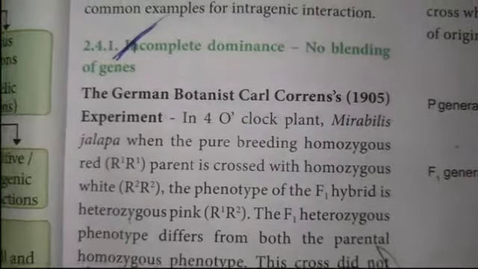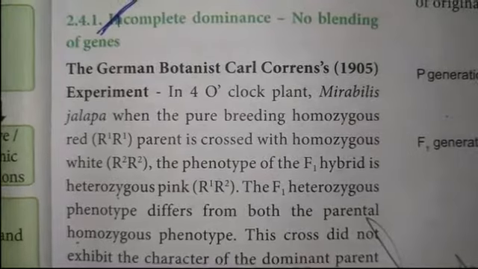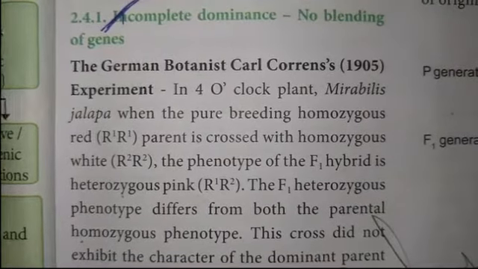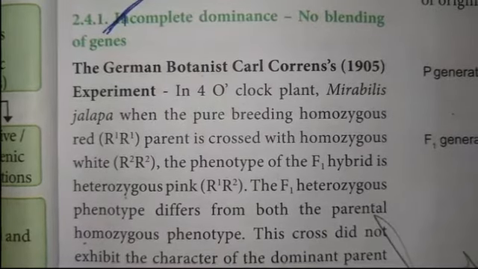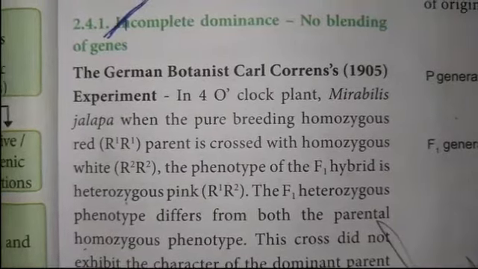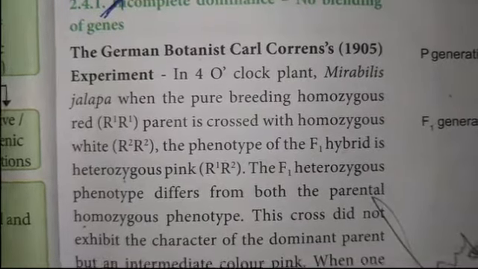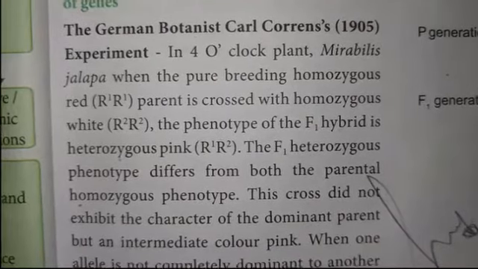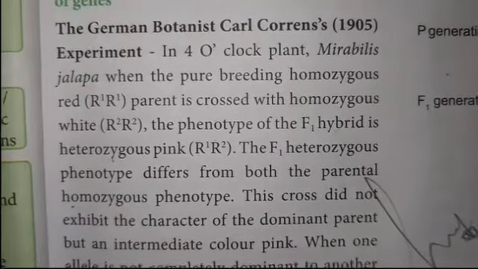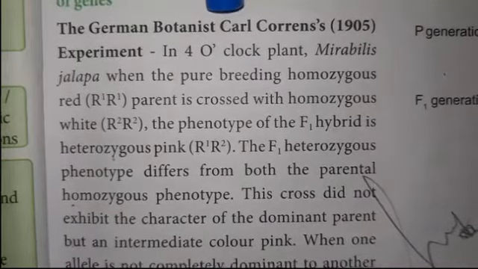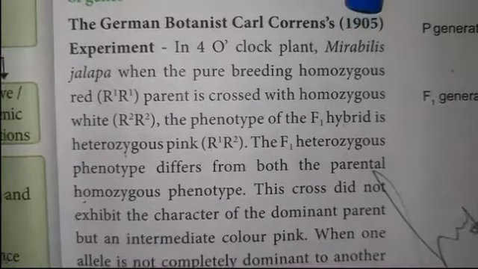Next topic is incomplete dominancy, a non-blending of genes. The incomplete dominancy was proposed by the German botanist Karl Correns in the year 1905. It was first reported by Correns in the year 1905. He did the experiment in the four o'clock plant, Mirabilis jalapa.